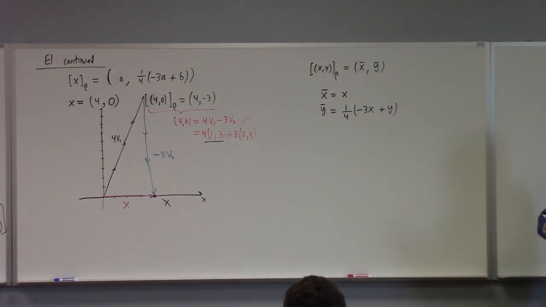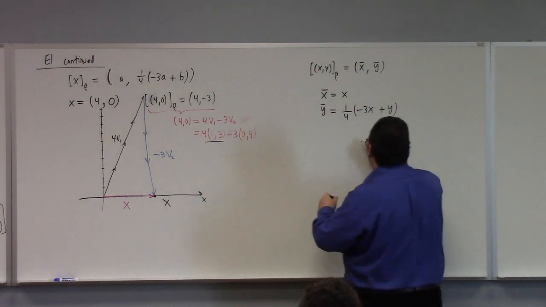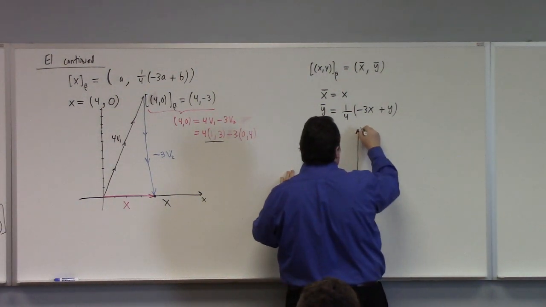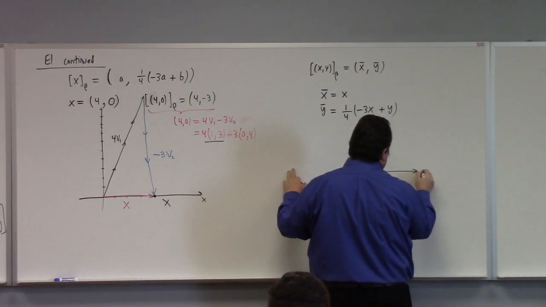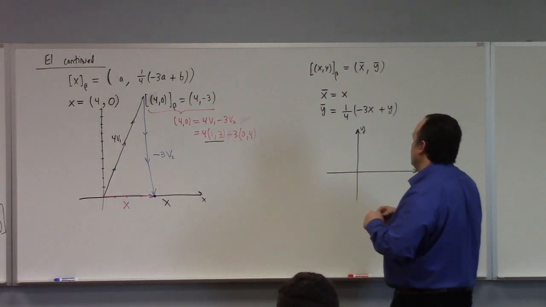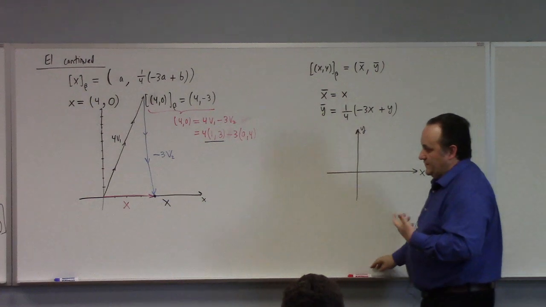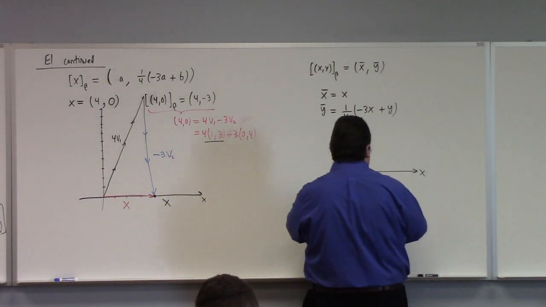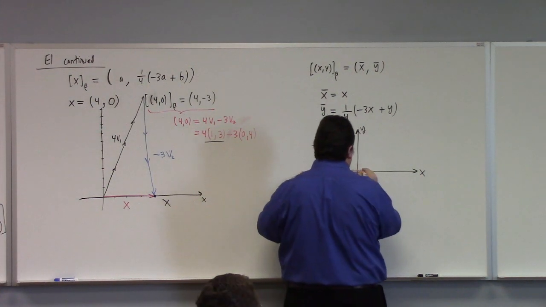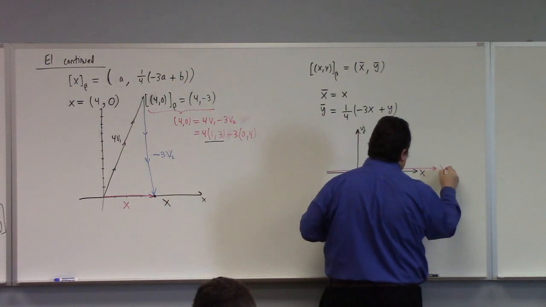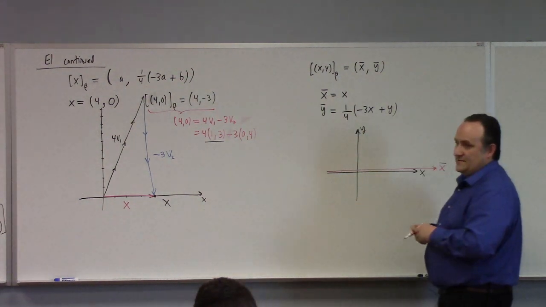So these are new coordinates x bar and y bar that we could graph, right? So here is y, here is x. This one's kind of weird because when I draw the new axes in red, first of all, the x bar axis is the same as the x axis, right?